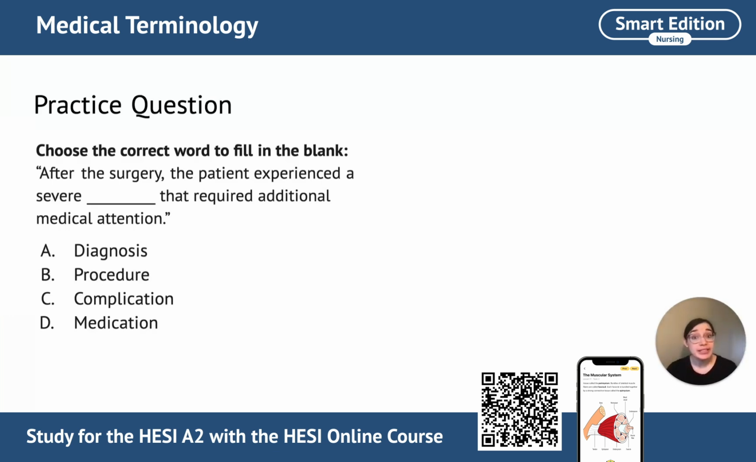So key words given this sentence would include the word severe, and also the fact that this, whatever it is, required additional medical attention. So with those context clues in mind, looking at our answer options again, the correct answer is going to be option C, complication.